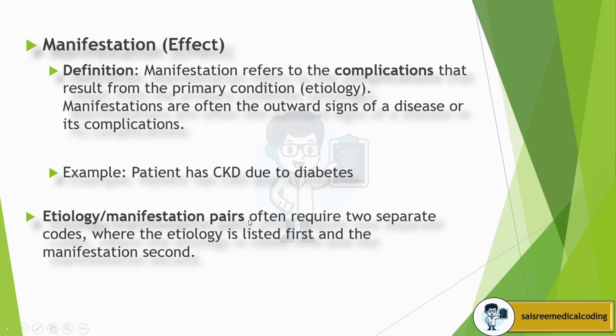And we are having one more point. Etiology or manifestation pairs often require two separate codes where the etiology is listed first and the manifestation is second. They are talking about the sequence part. When etiology and manifestation codes need to be captured, the etiology code should be captured first when compared to the manifestation, and the manifestation should be captured second in place.